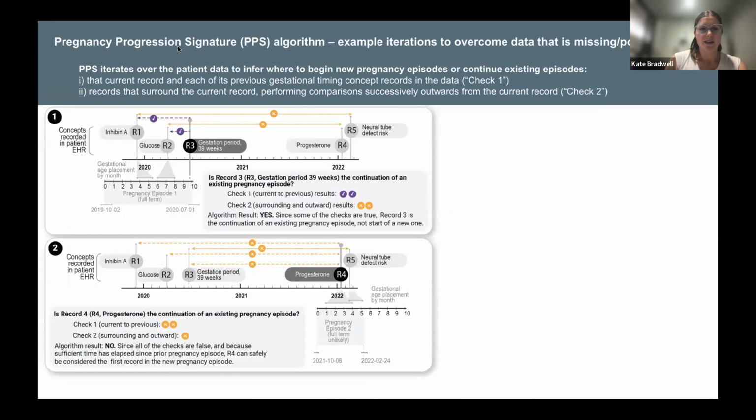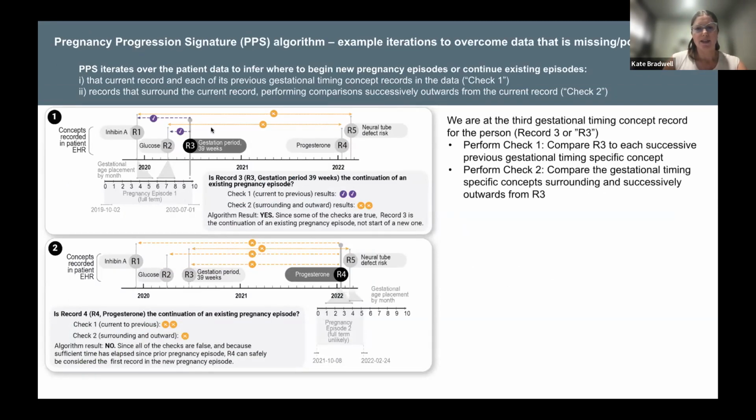So examples of these iterations are shown here. In the first example, we've got to record 3 for a patient. And this is a gestation period 39-week concept. And so we actually perform 2 checks. The first check performs comparisons of the current concept to every previous concept. So record 3 versus record 2, record 3 versus record 1. And the second check performs comparisons surrounding and progressively outwards from the current concept. So record 4 versus record 2 and record 5 versus record 1. And it says, if any comparison evaluates to true, i.e. the actual difference in dates equals what you expect the difference in dates to be based on the nature of the concepts, then continue the current episode.